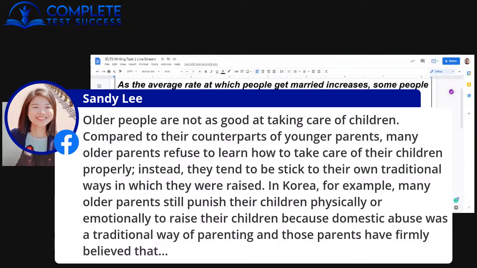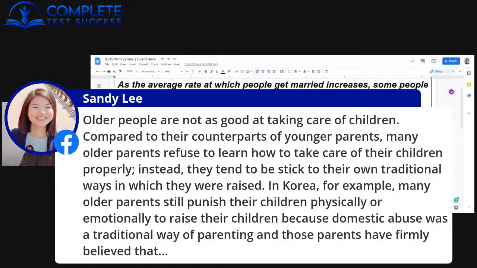Older people are not as good at taking care of children compared to their counterparts of younger parents. Many older parents refuse to learn how to take care of their children properly. Instead, the phrase is they tend to stick to. They tend to stick to their own traditional ways in which they were raised.